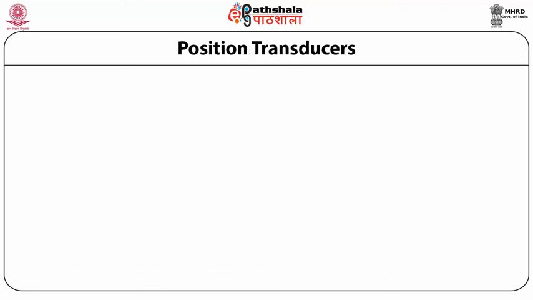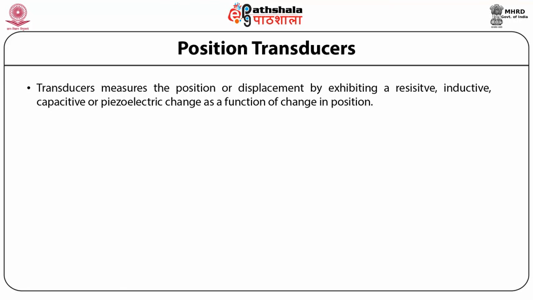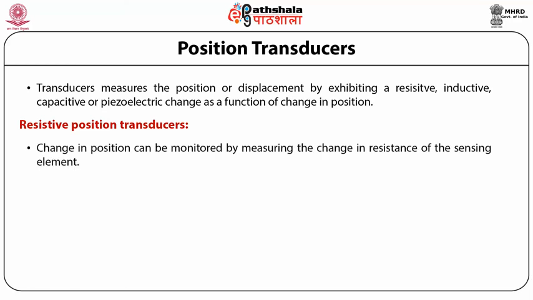Let us now discuss a type of transducer, that is a position transducer. Transducers measures the position or the displacement by exhibiting a resistive, inductive, capacitive, or piezoelectric change as a function of the change in position. Let us now discuss about the resistive position transducer. The change in position can be monitored by measuring the change in resistance of the sensing element.